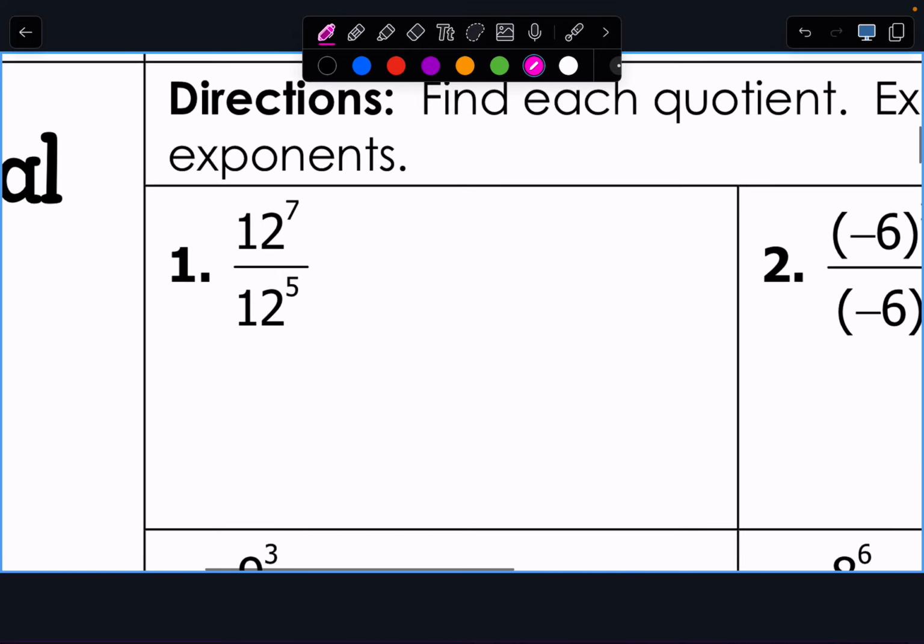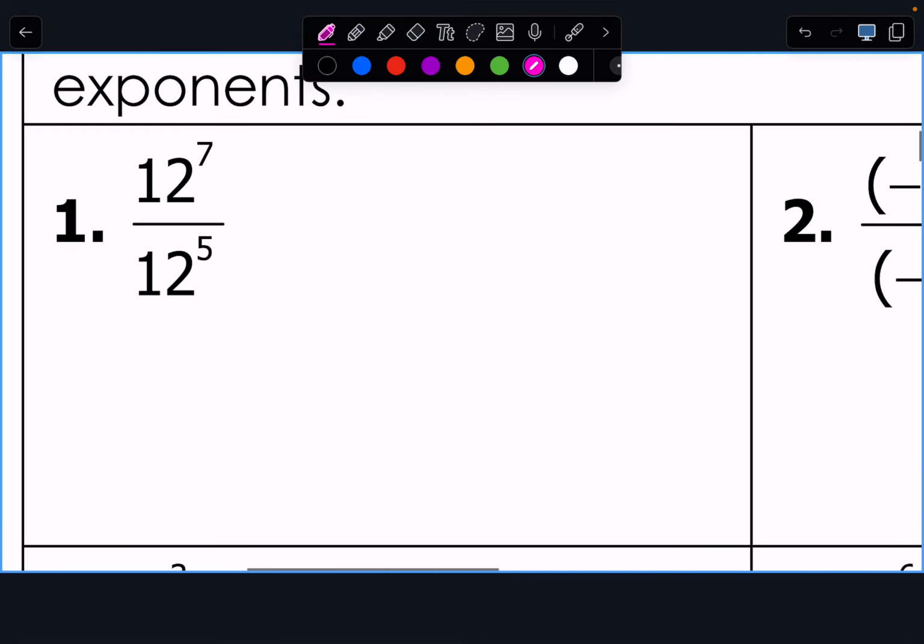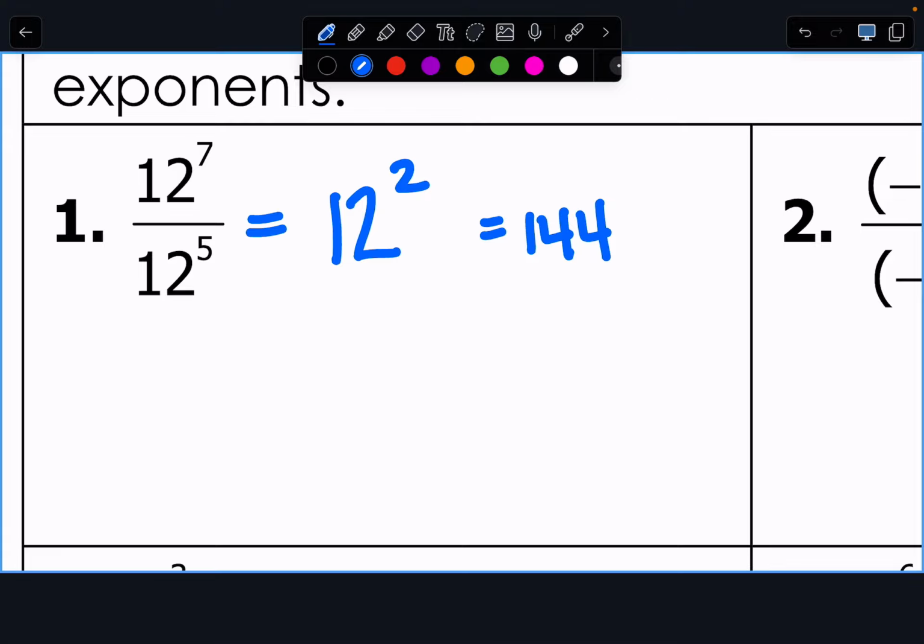So if we look at number 1, are we dividing? Yeah. So we are going to keep our base as 12. And what do we get when we subtract our exponents? What's 7 minus 5? 2. Okay. Now we can eventually talk about this is the same thing as 144, right? 12 times 12. But right now I'm worried about you getting the exponent there.